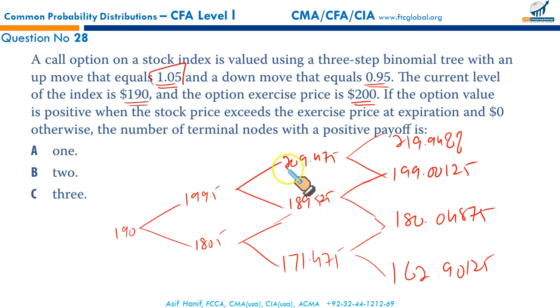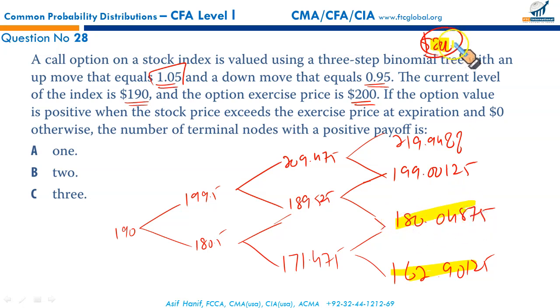We have done it. What we need is, if the option value is positive when the stock price exceeds the exercise price at expiration and zero otherwise, the number of terminal nodes in the three-step binomial tree with a positive payoff. Now you have a call option that gives you the right to purchase the stock at $200. Now listen to me very carefully. When will this pay you positively? If the market price is 162, you will simply throw the option away and go and buy in the market. When the market price is 180, and the exercise price is 200 for the call option, you will simply go to the market and buy at 180.